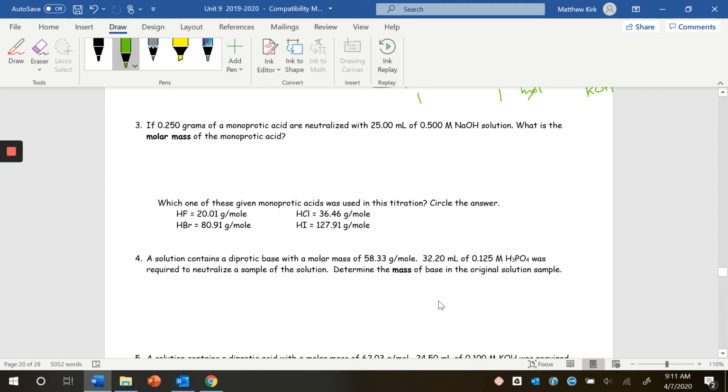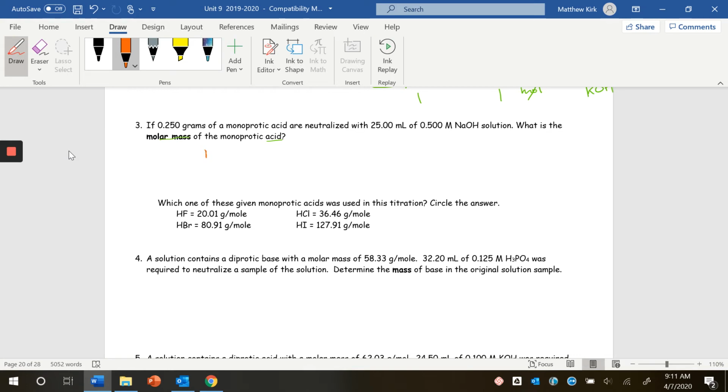Number 3: if 0.25 grams of a monoprotic acid are neutralized with 25 milliliters of 0.5 molar NaOH, what is the molar mass of the monoprotic acid? As I look at that, it's asking for the molar mass of the acid. So that tells me I'm going to do my substituting on the acid side. That means I'm going to plug in on the MEV side for the acid.